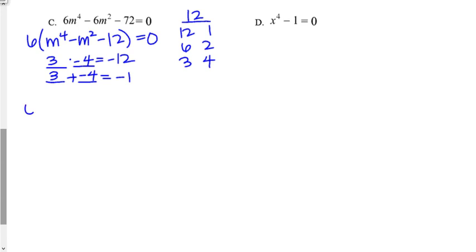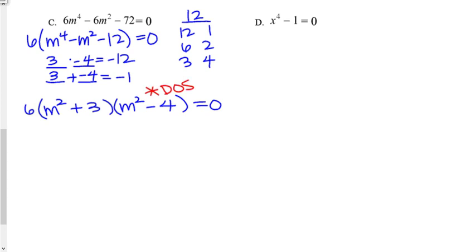So now I can keep my 6 out front, but skip to that step with the 2 parentheses. Don't forget I have my m squared, not just m. It's going to be very important. Plus 3 minus 4. Now, I'm not going to go ahead and solve from here, because I should point out and recognize that m squared minus 4 is actually difference of squares.